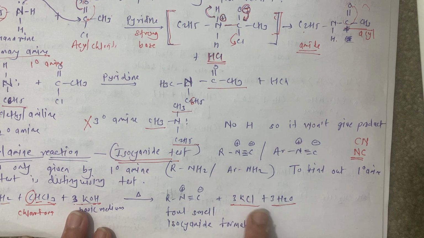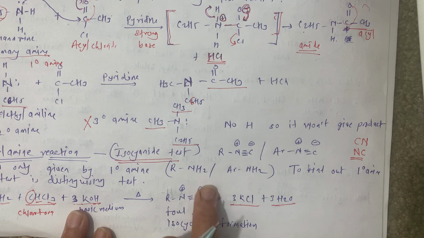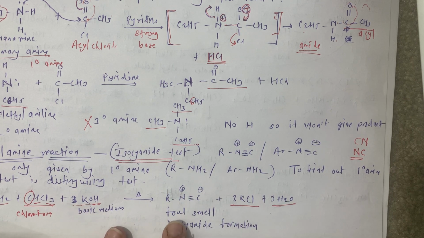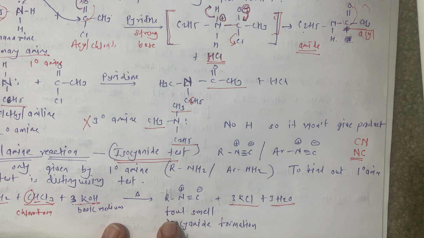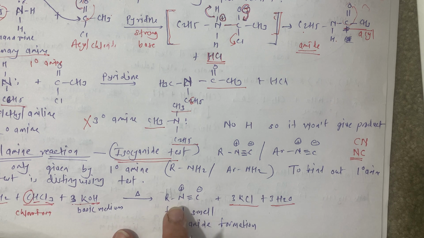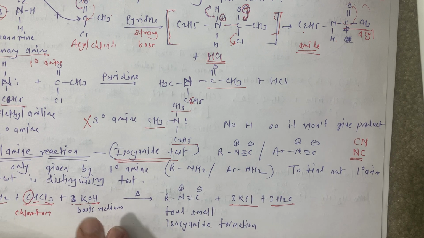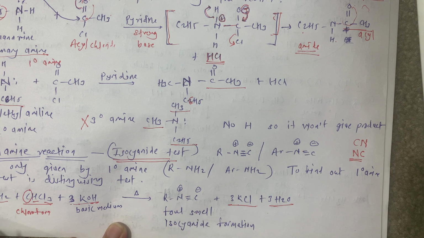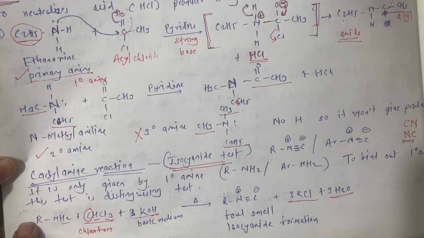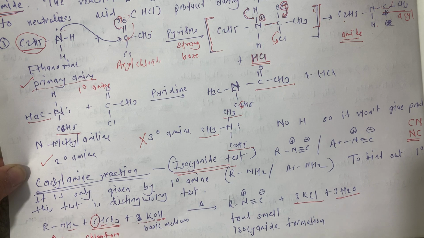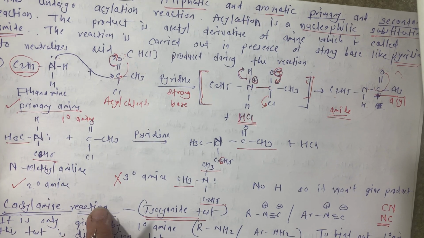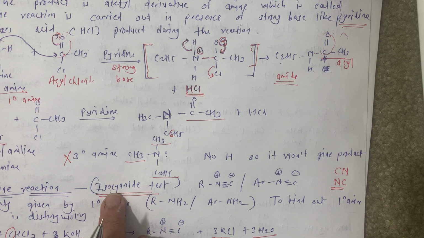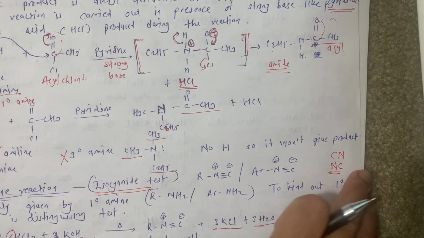Okay, so this is CHCl3 plus KOH plus H2O. Whatever product we get has a very foul smell, a very bad smell. This is the indication that the given organic compound is an amine. The foul smell comes from isocyanide formation, so you can say a primary amine is present. This is our carbylamine reaction, which is also called the isocyanide test.